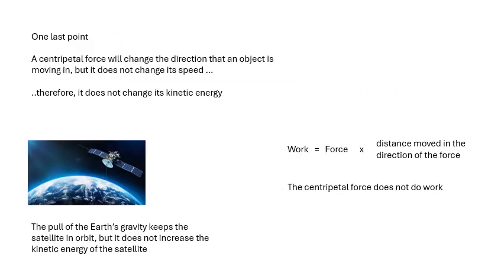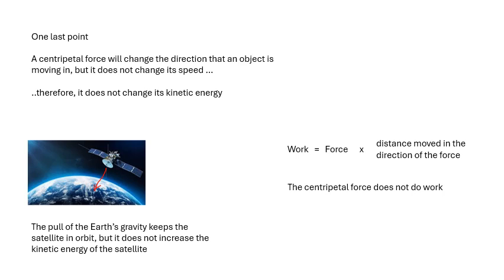One last point about these centripetal forces. This centripetal force will change the direction that the object is moving in, but it doesn't change its speed. Therefore, it does not change its kinetic energy. This force acting on the satellite is keeping the satellite in orbit, but it's not doing any work. Ignoring air resistance, that satellite will be going round the Earth for many, many years. It doesn't get closer to the Earth.